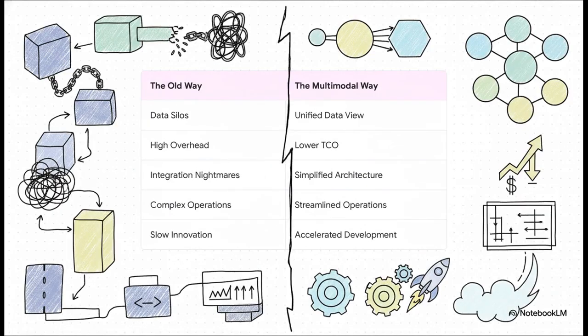So let's go back to that patchwork problem we talked about. With a multimodal approach, every single one of those pain points gets a direct, powerful solution. Data silos, they become a unified data view. High overhead, that turns into a lower TCO. Those integration nightmares are replaced by a beautifully simplified architecture, and slow innovation becomes accelerated development. It is a complete night and day transformation.